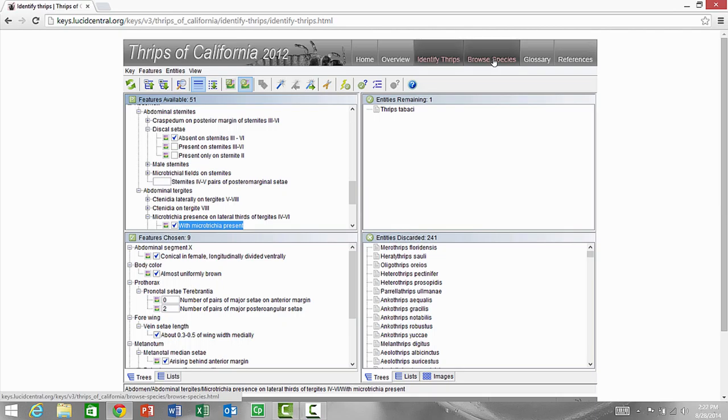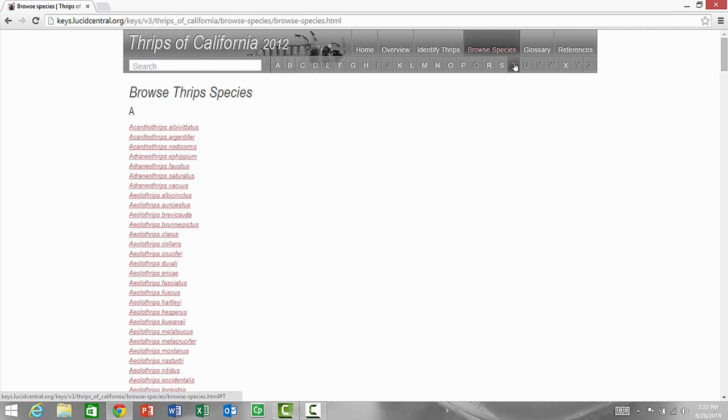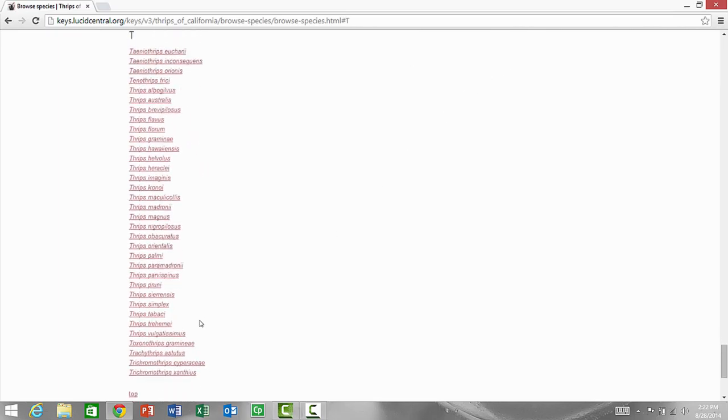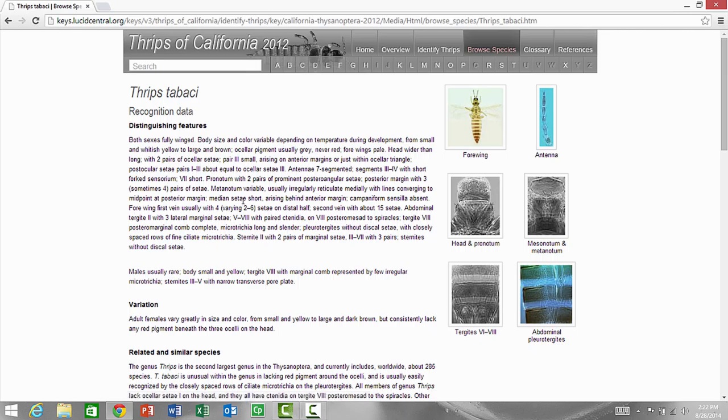Another feature that I usually use when I'm identifying a species, which is extremely useful in this key, you'll see I go over here and it says browse species. I'm going to click on that, and then we had Thrips tabaci, so I'll click on the T, carry us down to all of the species in the key, and I'm going to click directly on Thrips tabaci. And there's a page here of information about Thrips tabaci with a lot of very useful information.